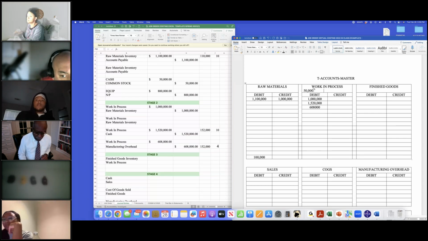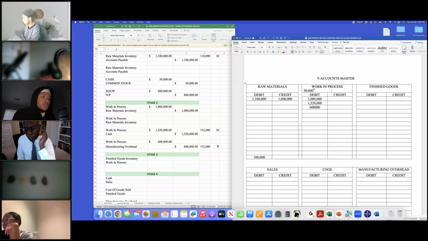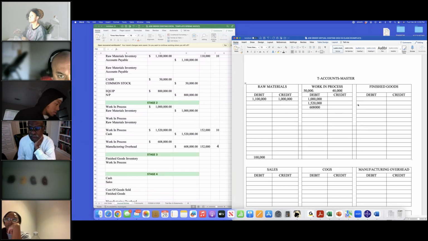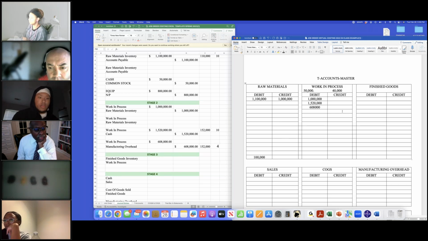So there are going to be some consequences of making only 40,000 versus 50,000. Okay, there are going to be some consequences. So these are not journal entries. With team 5, how much did you transfer into finished goods? $2.84 million.